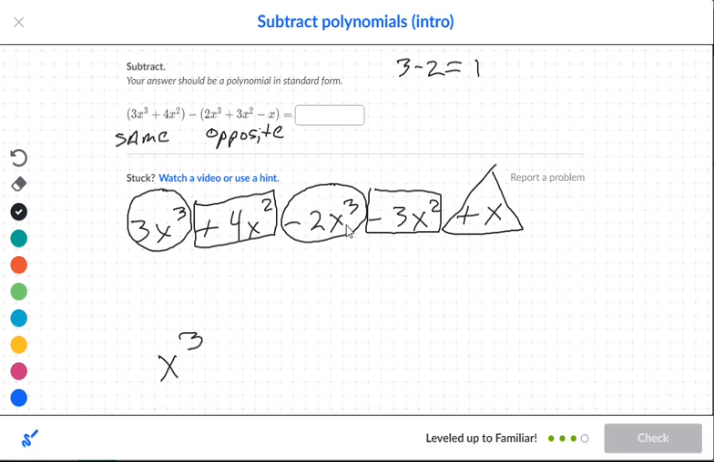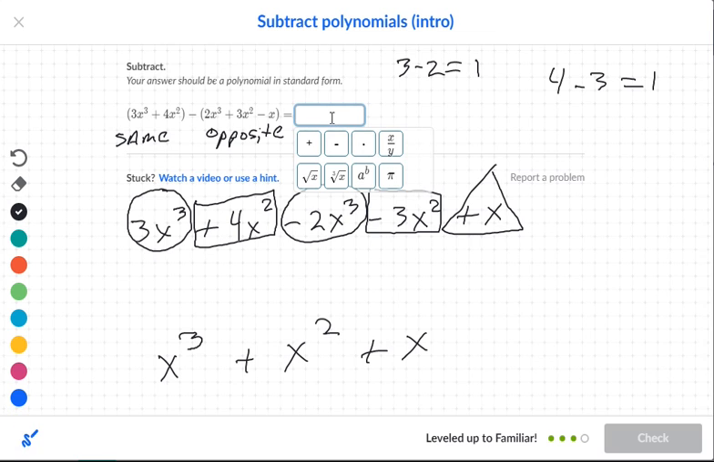Okay, now I'm looking at my boxes next. My coefficients there are 4 and negative 3. So here I want to take 4 minus 3. So 4 minus 3 is 1 as well. So that's going to be a plus x to the second. And then I want to finish up with a triangle, and that's just a plus x. So I wrote my answer in standard form. So my highest degree is 3, followed by the 2, followed by the x.